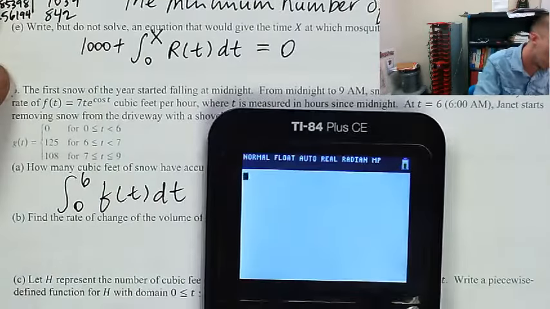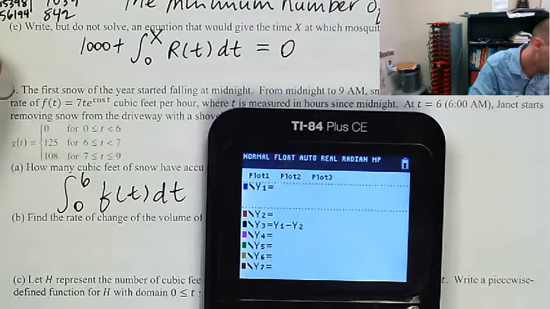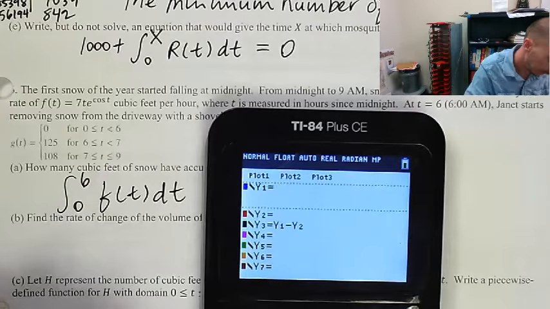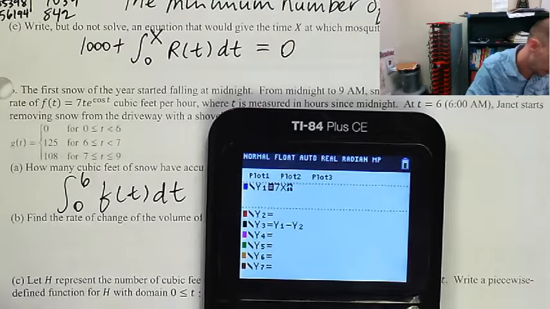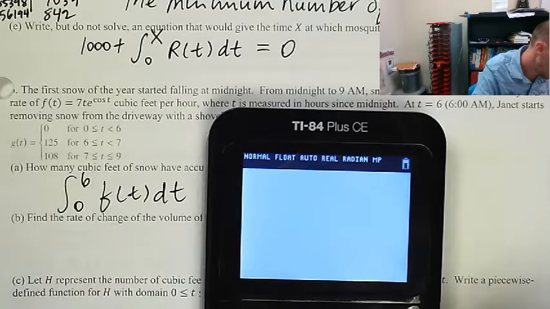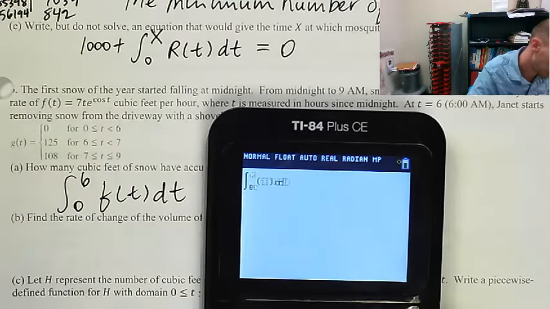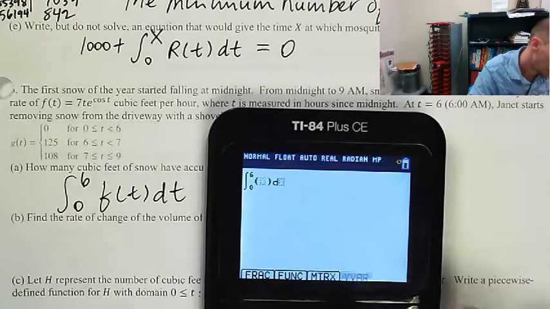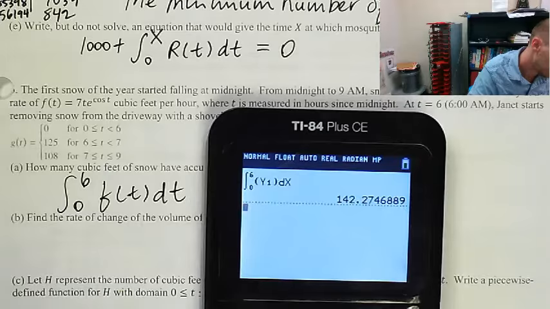And now I'm going to need to use this, so I'm going to have 7t e to the cosine t. Okay, that's cool. And hold on, what am I? Oh, yeah, integrating from 0 up to 6 of y1 with respect to time, 142.275.